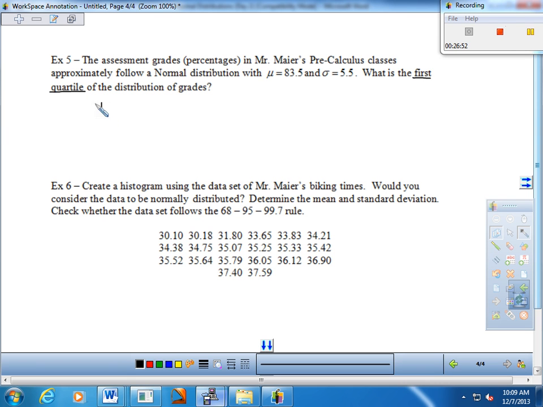Let's actually write this down, again just thinking out loud. It is the value of x, that's what we're looking for here. The 25th percentile means 25% of the distribution is to the left. So it's the value of x with 25% of the distribution to the left of it. Interesting.